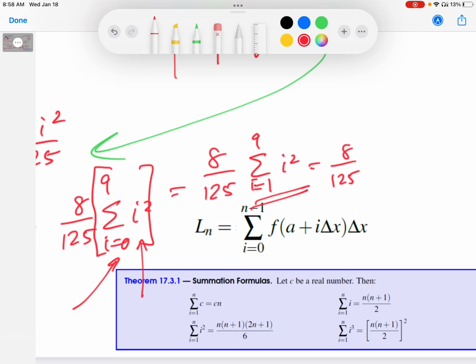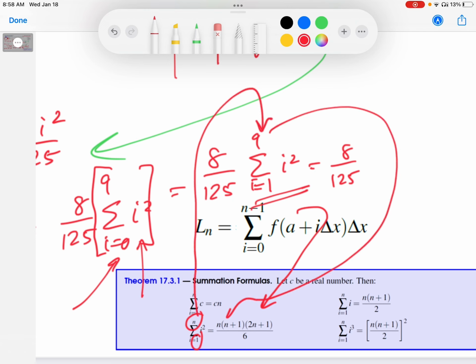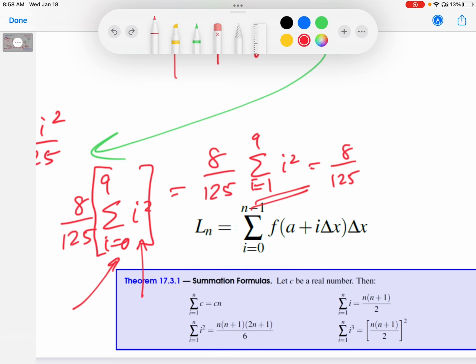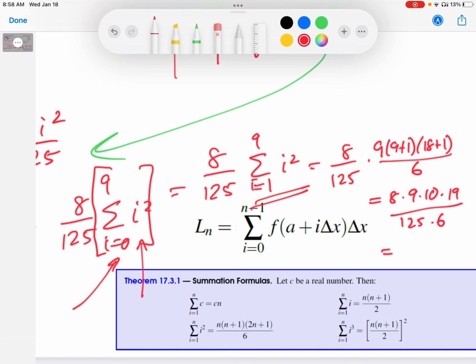So the sum of i squared, we look down over here, goes from 1 to n. So n in our case is 9. Everywhere I see an n, like here, here, here, I plug in 9. So I'm going to write down what the result is. n times n plus 1 times 2n, that's 9 times 2, 18, plus 1, over 6. So I get 8 times 9 times 10 times 19 over 125 times 6, which is what it is.